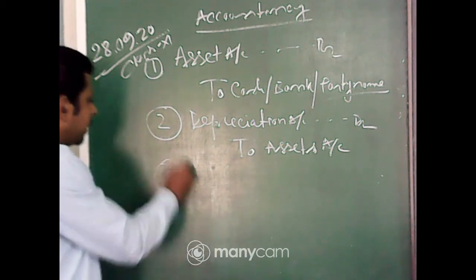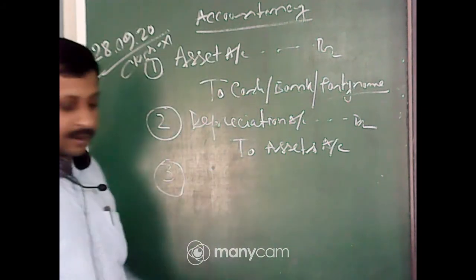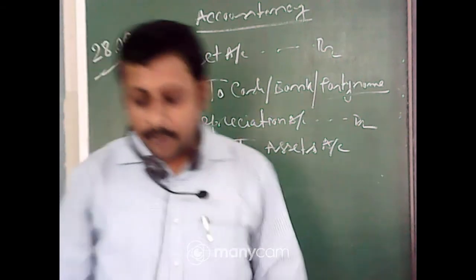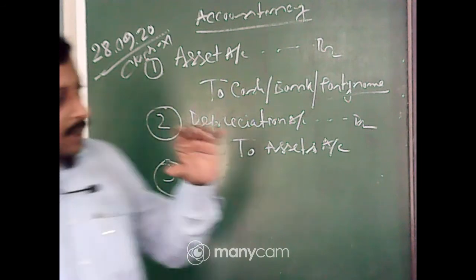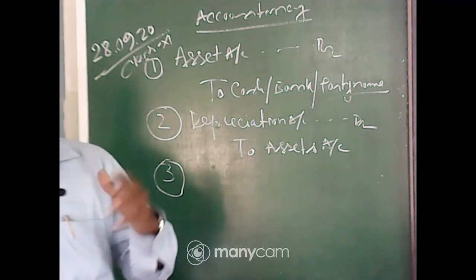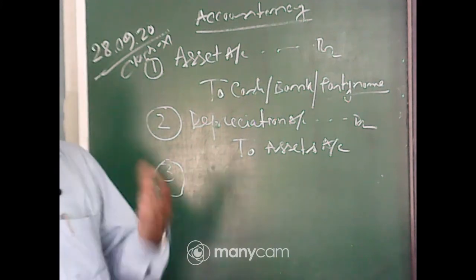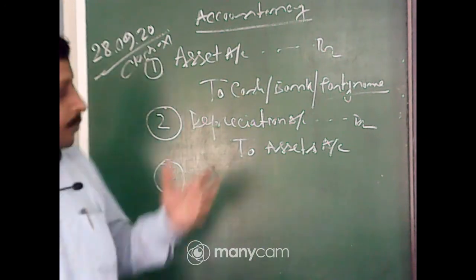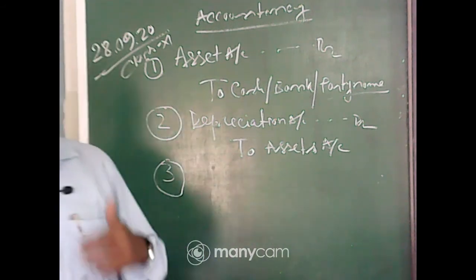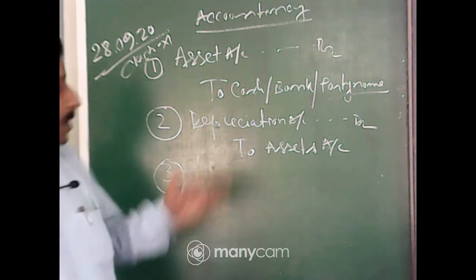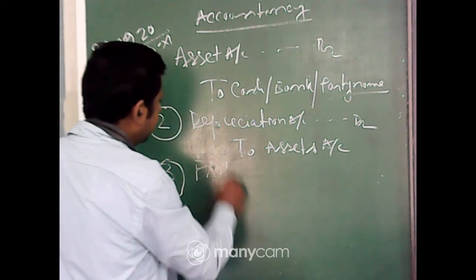Now number 3, what entry should you pass? After charging depreciation to the asset, you have to transfer the depreciation to the debit side of the profit and loss account. The profit and loss account has not actually started yet, but very soon it will. We will learn what is trading account, what is profit and loss account, what is balance sheet, and how to record in this case. But you should know that you have to transfer this depreciation to the profit and loss account. Whenever you transfer something, that account should be debited and the other account credited. So here we are transferring the depreciation to the profit and loss account, so the profit and loss account is debited.